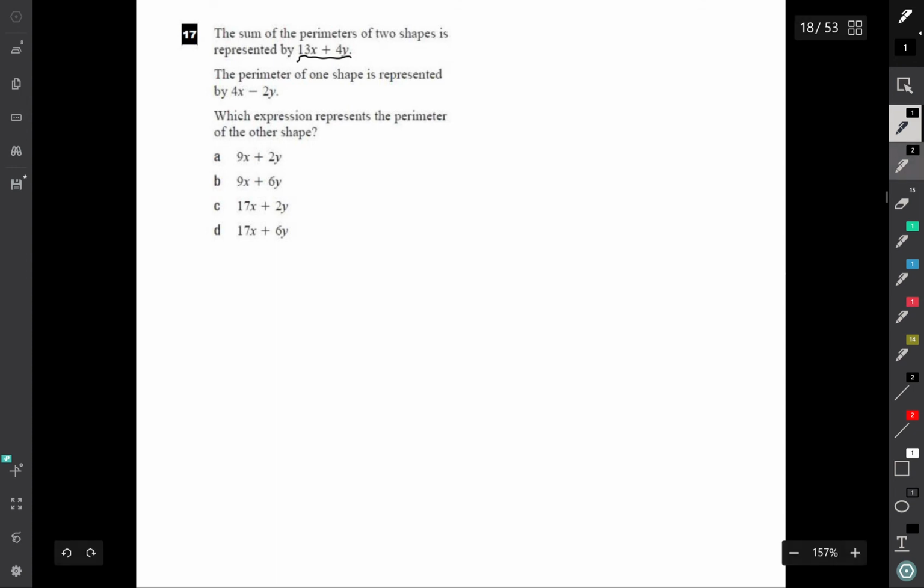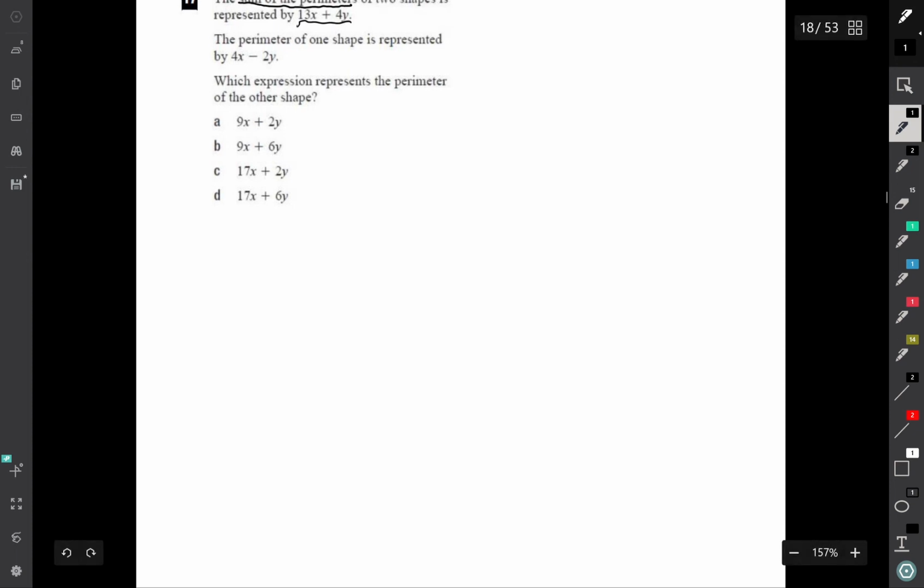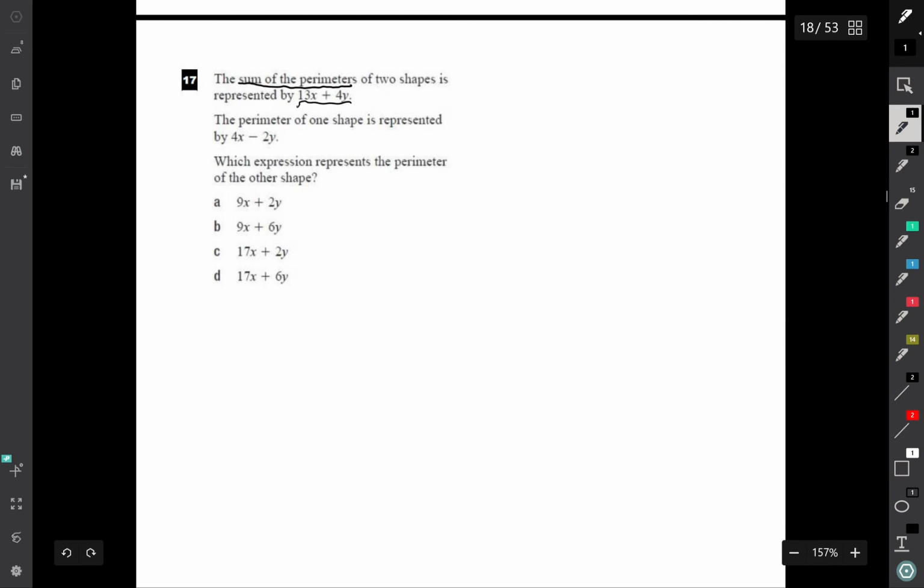All right. So basically, sum, right? The sum of perimeters. What does sum mean? Well, sum means adding, right? So if it's saying the sum of the perimeters of two shapes, then that means the perimeter of the first shape, I'll just call that P1, plus the perimeter of the second shape.